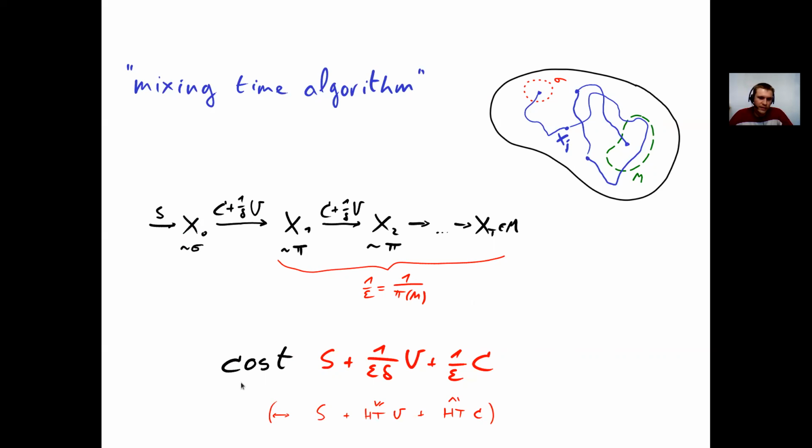Now the cost of this scheme is S, the setup cost, plus 1 over epsilon times delta times U, because we basically have to repeat 1 over epsilon times this thing, plus 1 over epsilon times the checking cost. And this is incomparable to the cost of the hitting time algorithm, because the hitting time is upper bounded by 1 over epsilon delta, but it's lower bounded by 1 over epsilon. So if, for instance, the update cost is very large, then we'll prefer this algorithm. Otherwise, we'll prefer this algorithm.